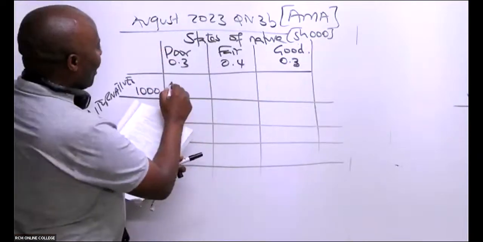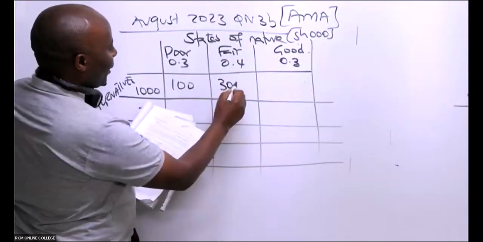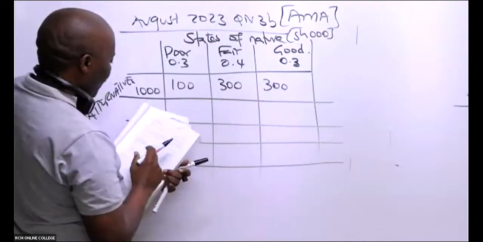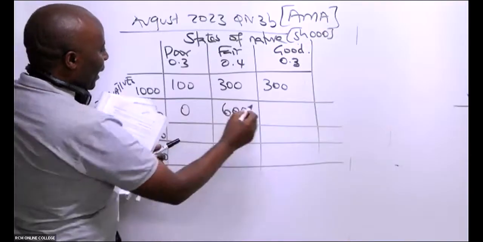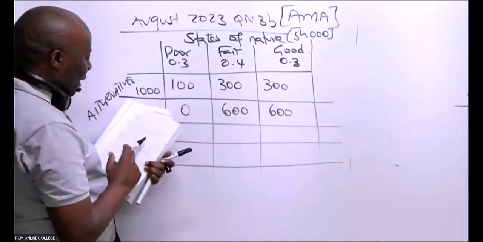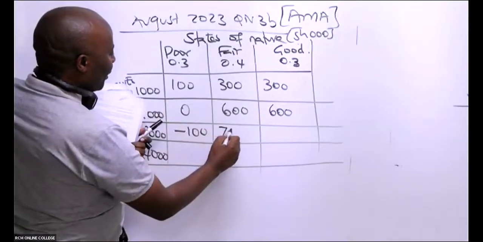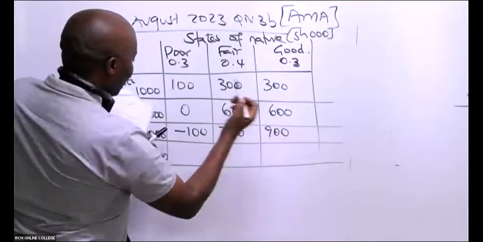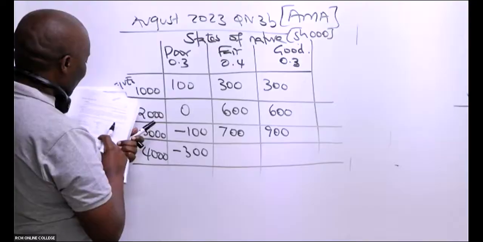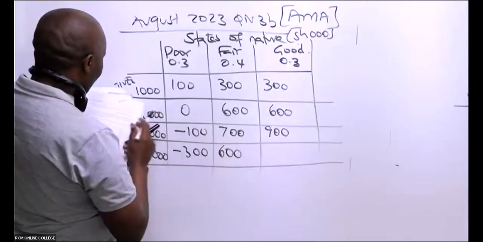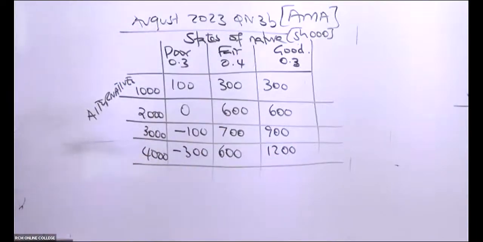So we have there 100. We have here 300, then we have 0, 600, then we have minus 100, 700, 900, then we have minus 300, 600, and lastly we have 1,200, like that.